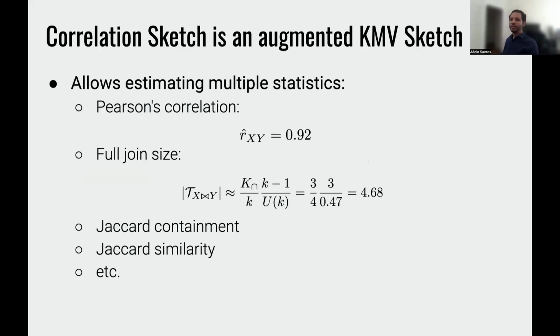Now, another advantage of these sketches is that not only does it allow us to estimate correlations, like we just showed, but it's also a KMV sketch. What this means, basically, is we can estimate other statistics. For example, we can estimate the Jaccard containment or Jaccard similarity between the 2 tables, between the join keys, and we can estimate the full join size. So in summary, it actually gives us lots of different statistics about the tables that we are retrieving.